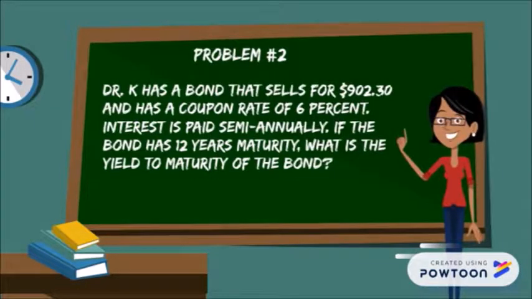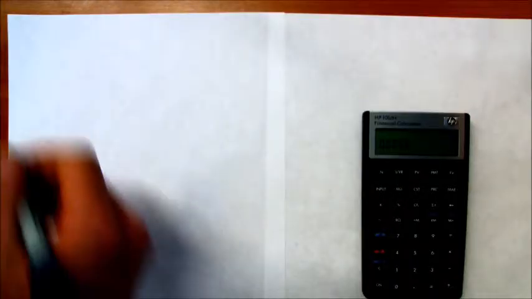Dr. K has a bond that sells for $902.30 and has a coupon rate of 6%. Interest is paid semi-annually. If the bond has 12 years maturity, what is the yield to maturity of the bond? Present value is $902.30.